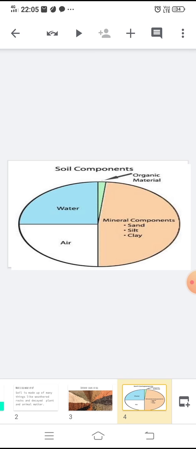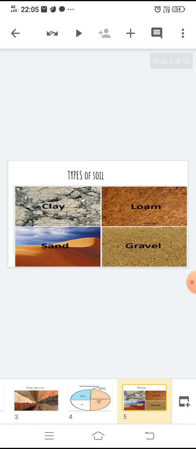What are the types of soil? Clay, sand, loam and gravel. Before we enter into the topic, let us have a small recap.